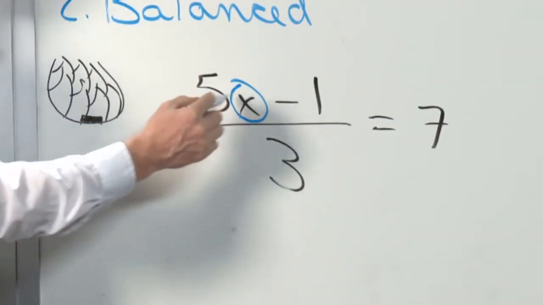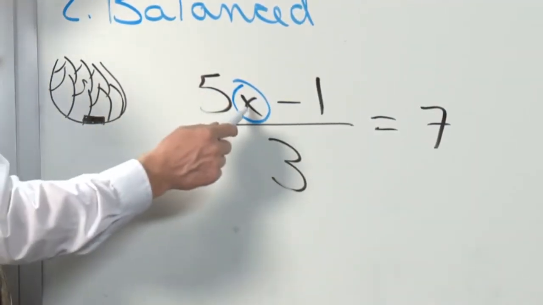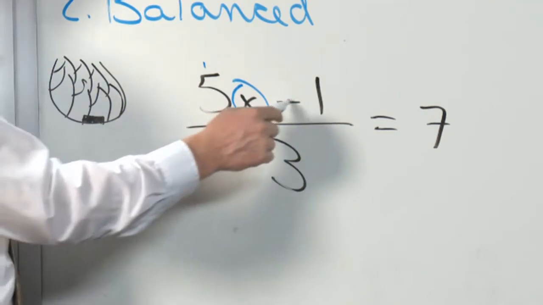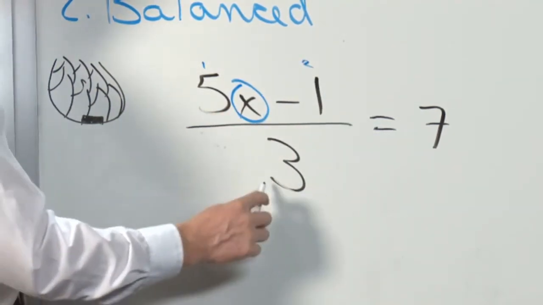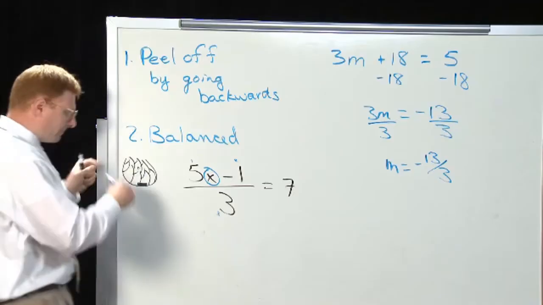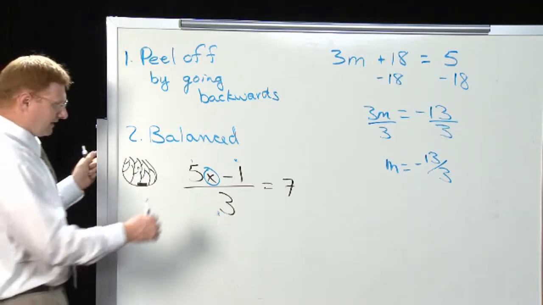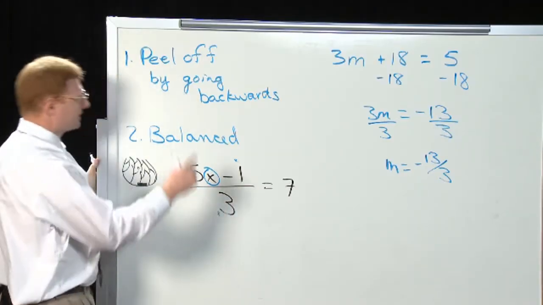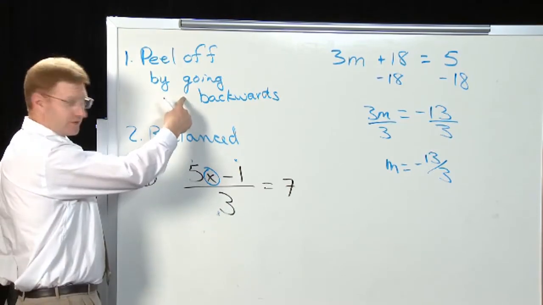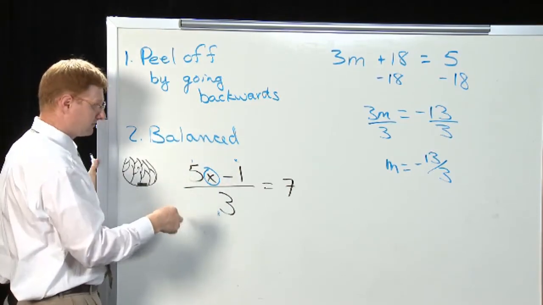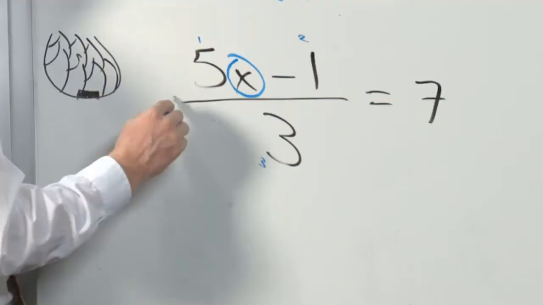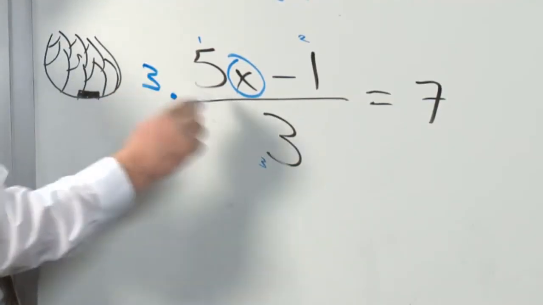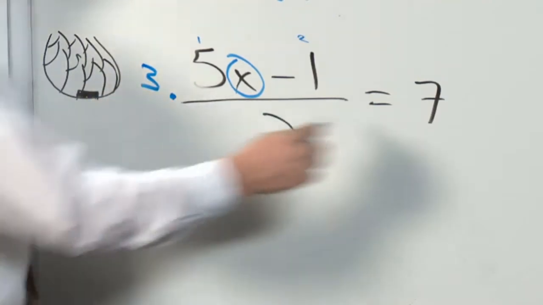You'll notice the first thing by our order of operations that x hits is the 5. The negative 1 is the second thing. And then the bottom one, this 3, is the third thing. We're going to peel that off in reverse order. Here we have a divide by 3. How do we go backwards on divide by 3? We have to times by 3. That's the opposite. That's what undoes division, is multiplication. So divide by 3 times by 3, it's gone.